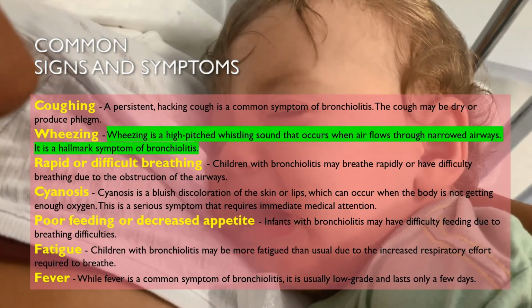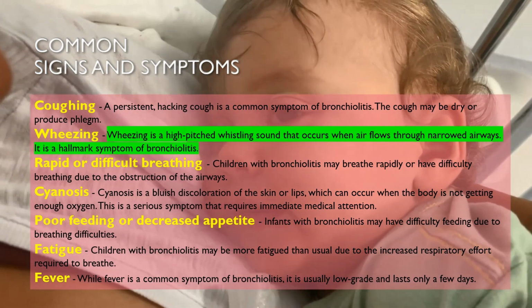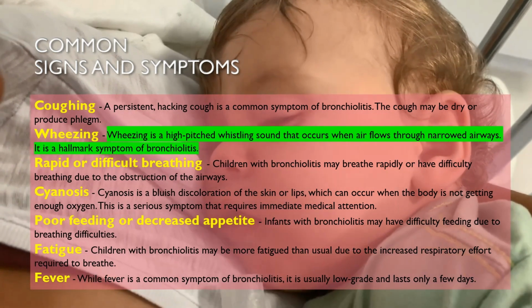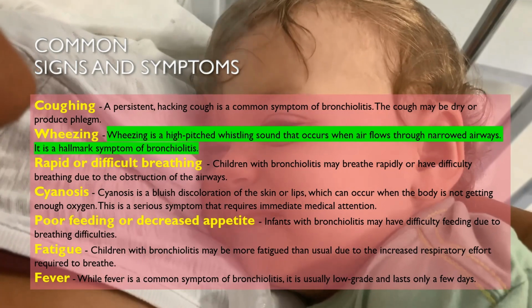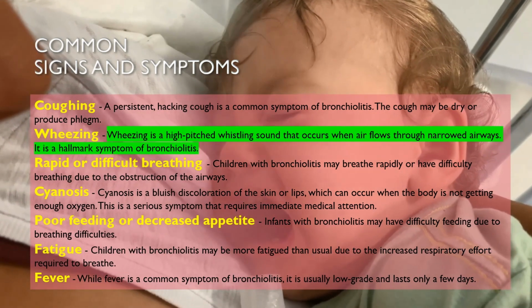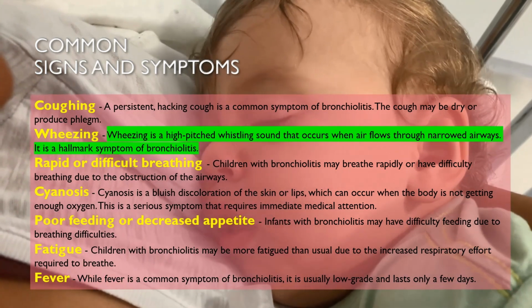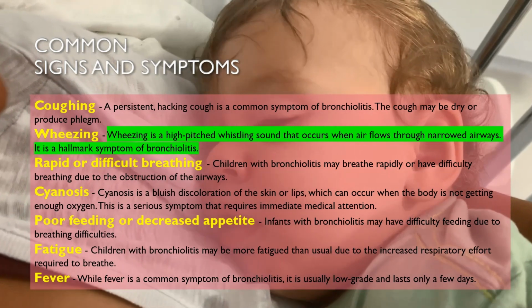4. Cyanosis. Cyanosis is a bluish discoloration of the skin or lips, which can occur when the body is not getting enough oxygen. This is a serious symptom that requires immediate medical attention. 5. Poor feeding or decreased appetite. Infants with bronchiolitis may have difficulty feeding due to breathing difficulties.